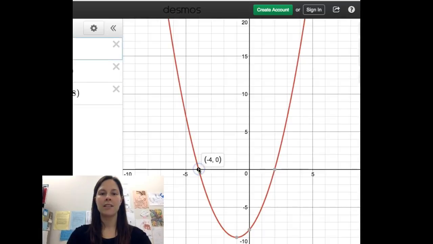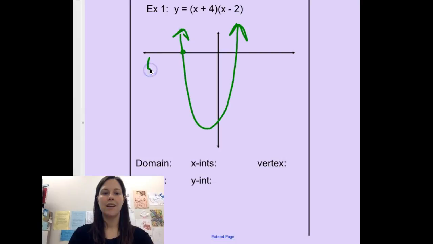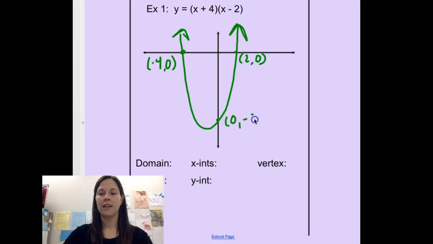First of all, those x-intercepts, where are we crossing the x-axis? We also need to know where the vertex of our quadratic function occurs, that turning point. We'll want to know the y-intercept, where our graph crosses the y-axis. First of all, a quick sketch. We had x-intercepts at -4, 0 and +2, 0. We had our y-intercept at -8, and that vertex was at -1, -9.